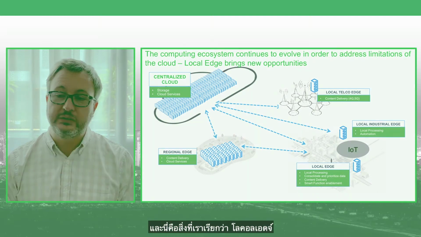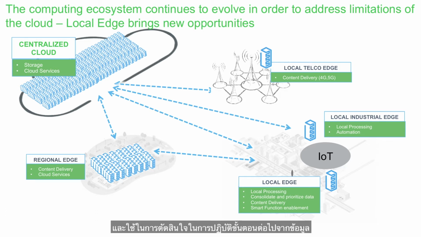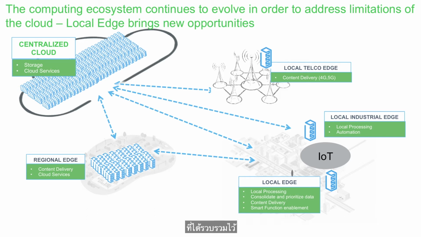And this is what we call the local edge, as it applies to larger companies and even some of the SMB companies that are deploying solutions to store, analyze the data, and then decide their next action based on the data that they have collected. The local edge can still be connected to the regional edge, to the centralized cloud, to provide different solutions and insights into the data that has been analyzed.